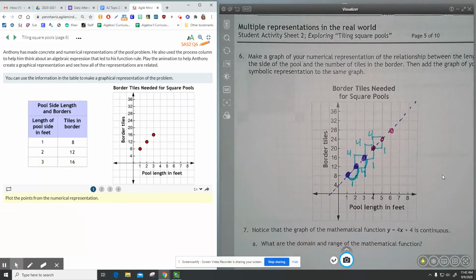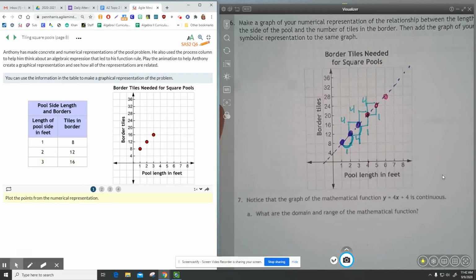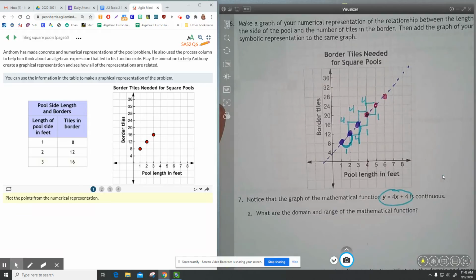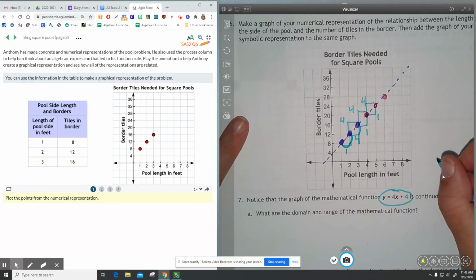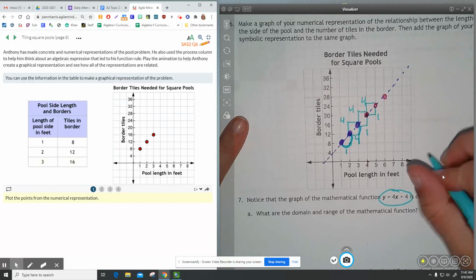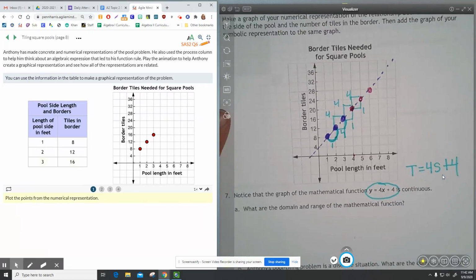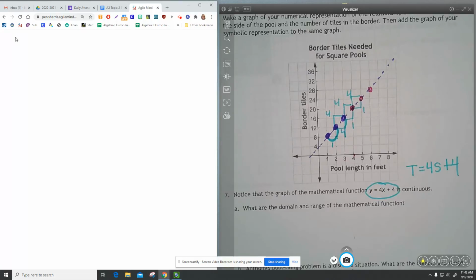Okay. And you guys probably don't remember this. I'm going to go with saying probably not. But this gives us the equation of y equals 4x plus 4, which is essentially the same as our equation of saying our total tiles equals 4 times the side plus 4 additional tiles. Okay. Let's go on to question 7.